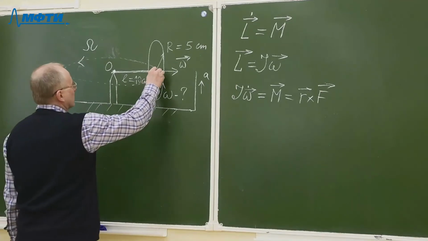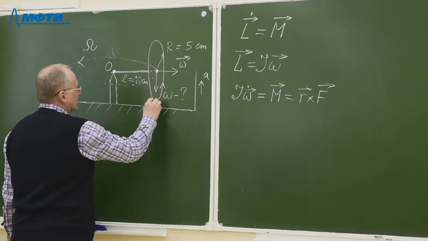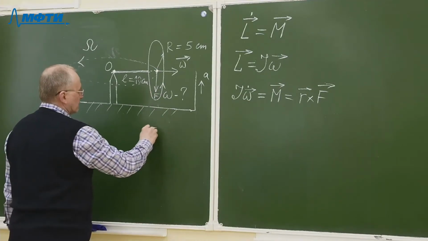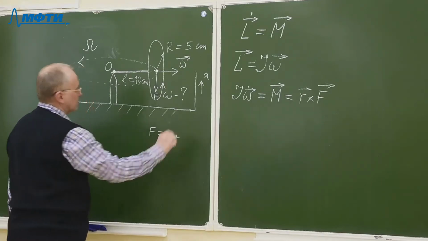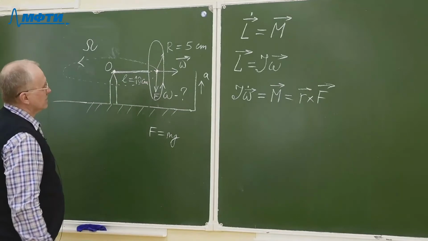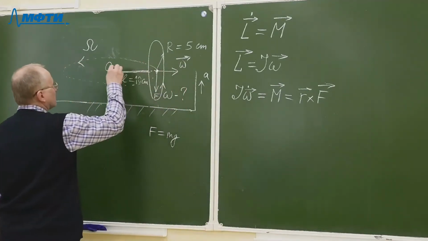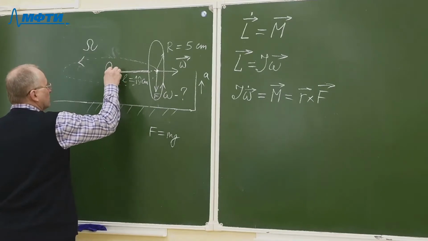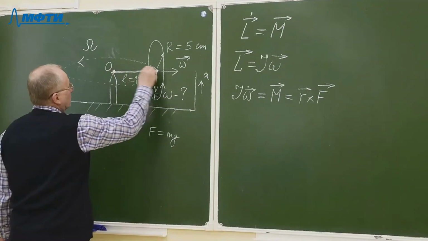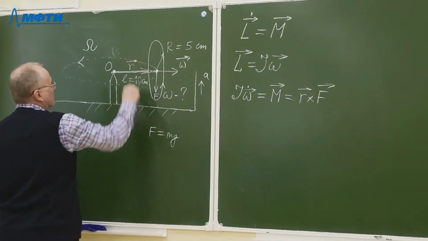To the center of mass of this disk, a force of gravity is applied. That is the external force F, and F is sure to be mg in magnitude. In direction, it's directed downward, vertically downward. And what is vector r here? Vector r is the vector from the point of rotation, the point of suspension of this gyroscope, towards the center of mass. That will be vector r.